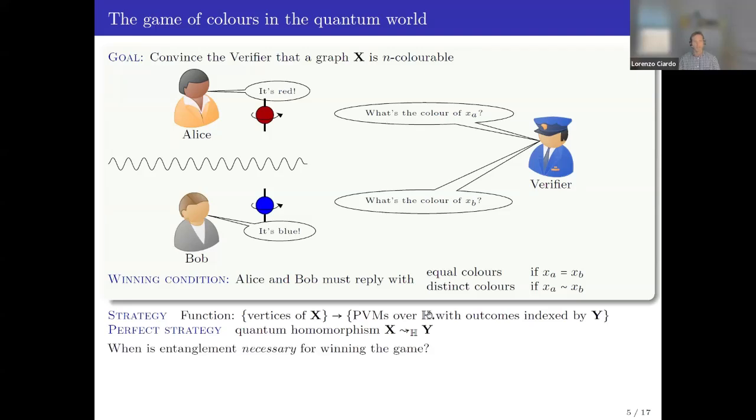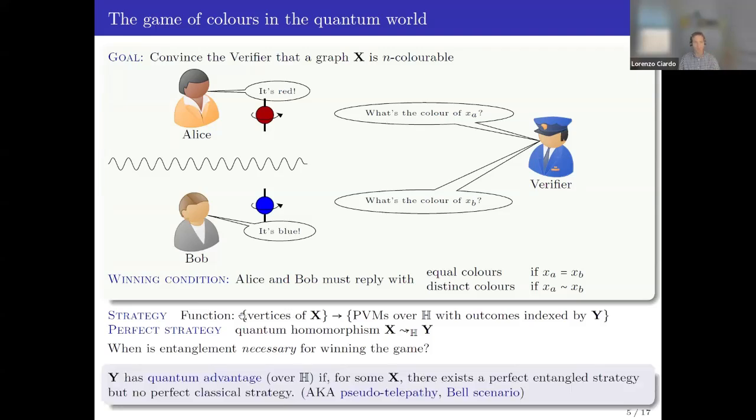Okay, so when is entanglement necessary for winning the game? When is it the case that I cannot win classically, but I can win by quantum entanglement? So we define Y to have quantum advantage over some Hilbert space H if there exists some X such that the game corresponding to X and Y can be won using entanglement over H, right?